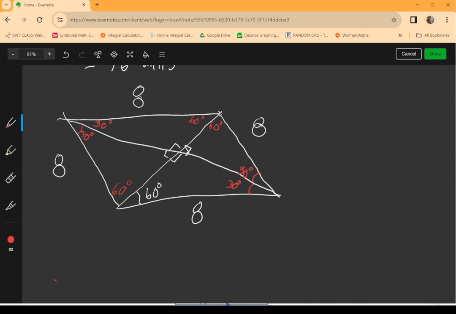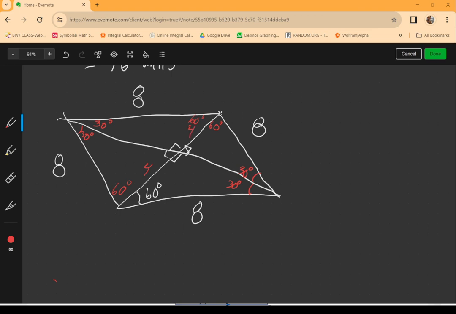Okay. All right. So now what we have, if we look here, each one of these triangles that make up the rhombus are 30, 60, 90 triangles, where 8 is the hypotenuse, which means the side opposite 30 degrees will be half of the hypotenuse. So really this is going to be 4, and so is this one. This one's also going to be 4.